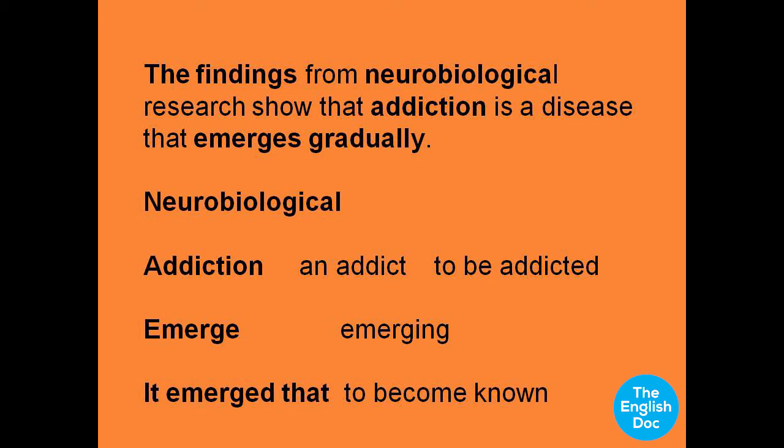Addiction is a noun. An addict is a person who has an addiction. Notice that addicted is used with the verb to be. So you say, he is addicted to smoking. Emerge is a verb, so the disease emerges, becomes gradually apparent. The adjective is emerging, as in an emerging nation. It emerged, that means to become known, as in it emerged that the files had accidentally been deleted.